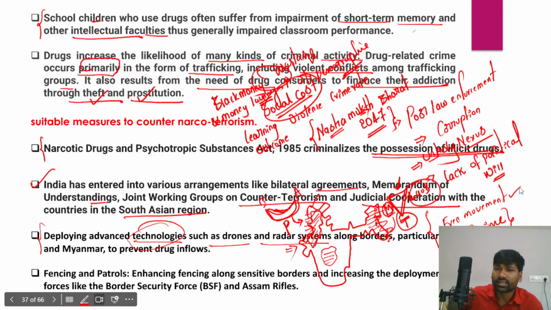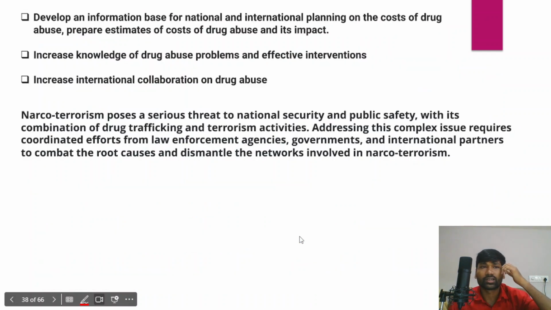And apart from that, there is also a need for further enhancing the fencing of the borders, including the Indo-Bangladesh border, Indo-Myanmar border, and Indo-Pakistan border. If the government is unable to fence the entire borders, the government should identify certain key and sensitive areas within the borders. Those areas can be fenced, and regular patrols through the deployment of security forces can also be carried out to prevent drug trafficking.